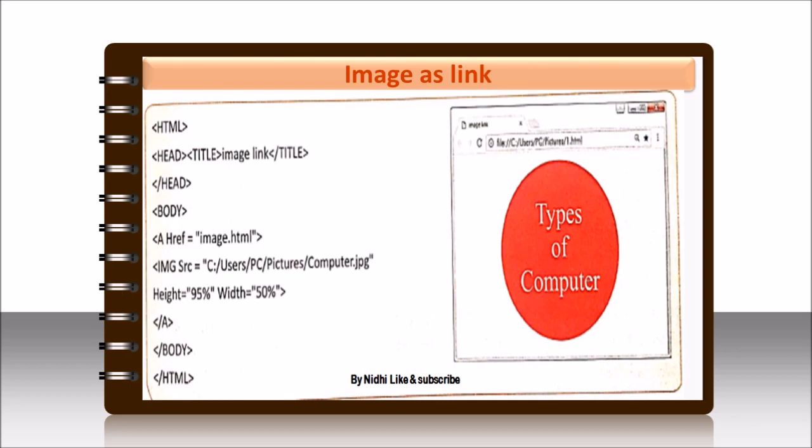So in place of text we are giving this image, and when we click on this types of computer image, then it will take us to the image.html page, that is the page we have saved earlier. We have set the height and width of this image as 95% and 50%. We can give height and width either in percentage form or in pixels. Without the percent symbol, it is in pixels.